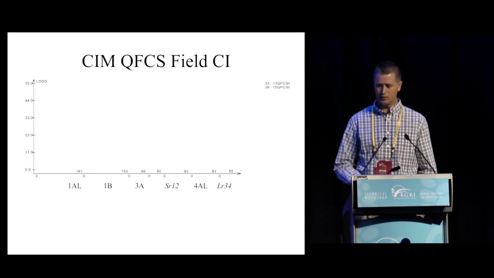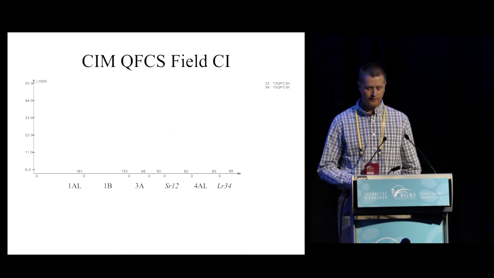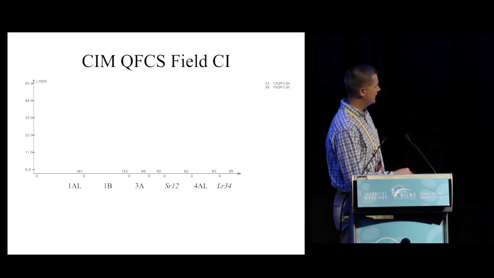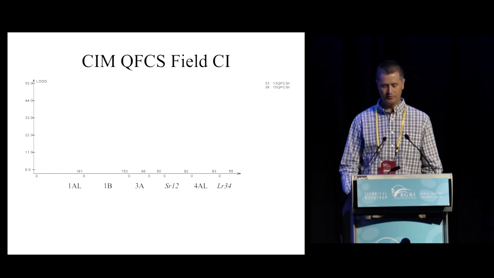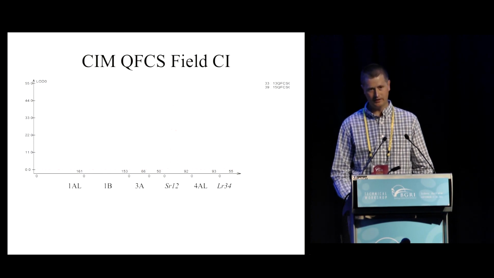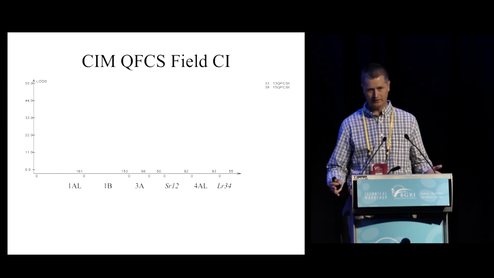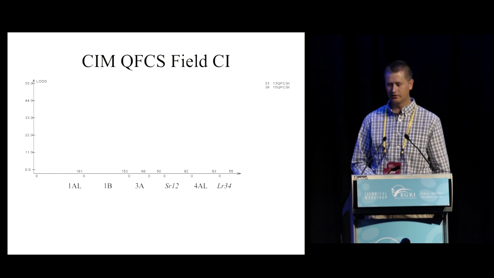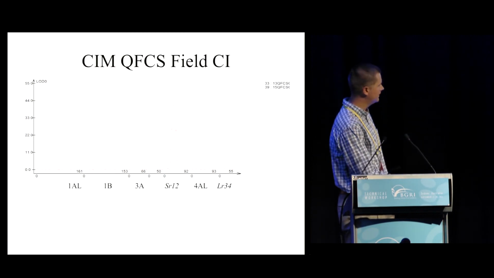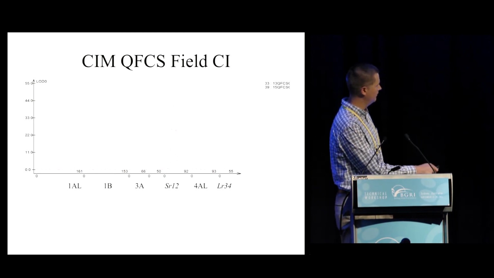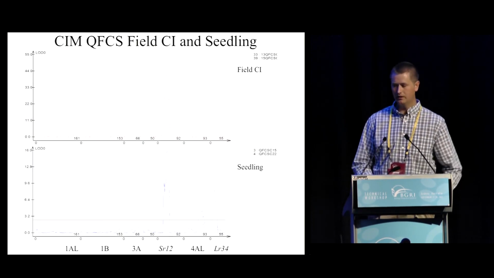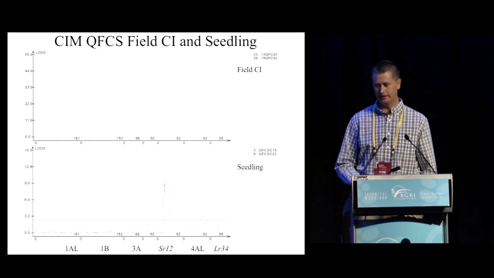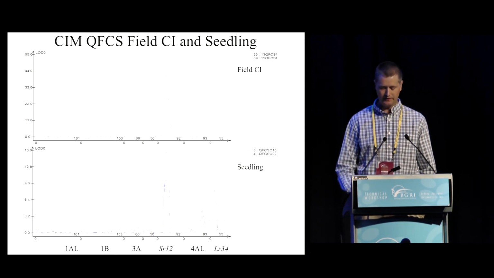To look at what that means for different QTL, I'd like to put up this graph. This is the QFCS field coefficient of infection data, and there are 6 different chromosomes highlighted, where we found significant QTL with composite interval mapping in one of the traits. Just QFCS is displayed here. You can see the very strong peak corresponding with SR12, which is what we would expect. Also, the seedling data mirrored the field data.